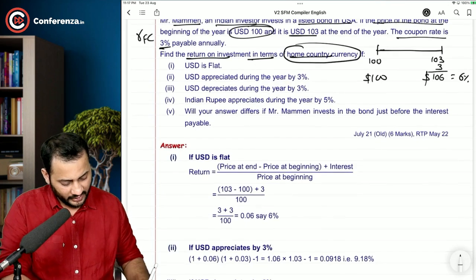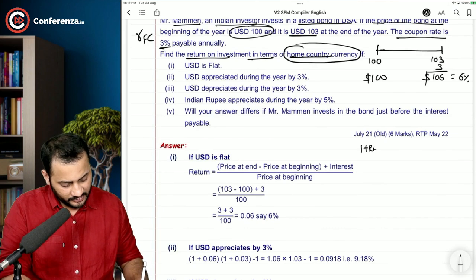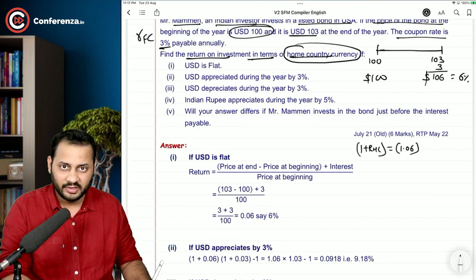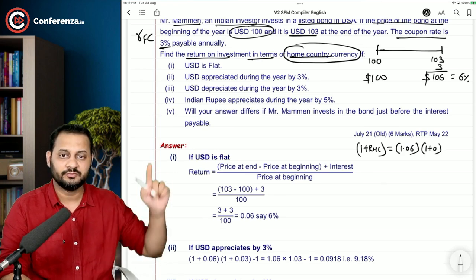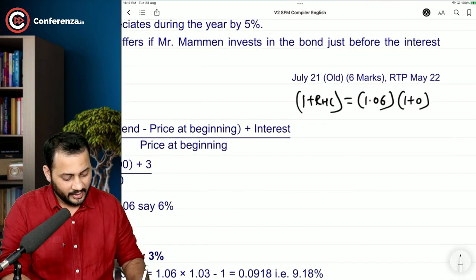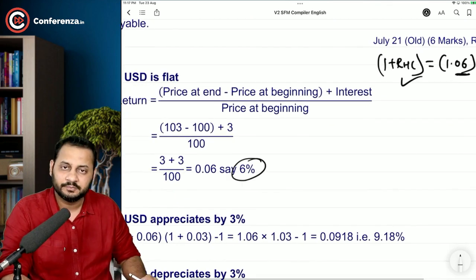So keep this formula ready. You don't have to do all these things. 1 plus return in home country is equal to 1.06, the foreign country return, in bracket 1 plus 0 change. Since the USD has not changed, it is flat. So automatically 6% becomes the return of the home country. This is your first answer.